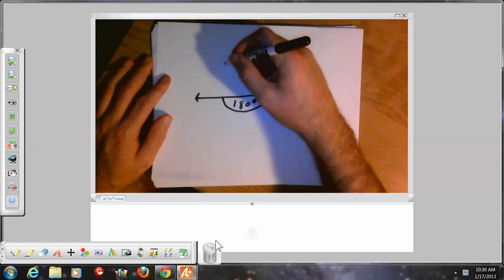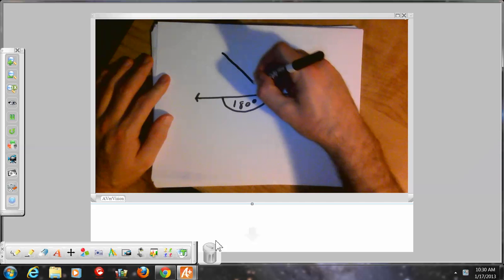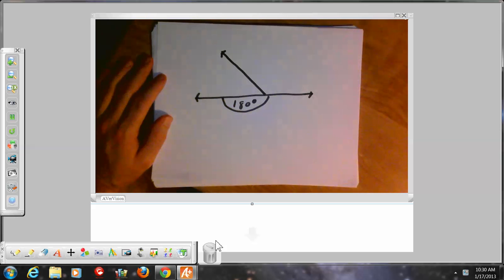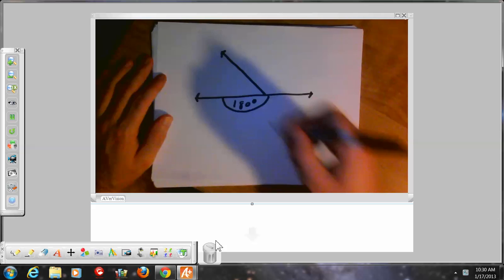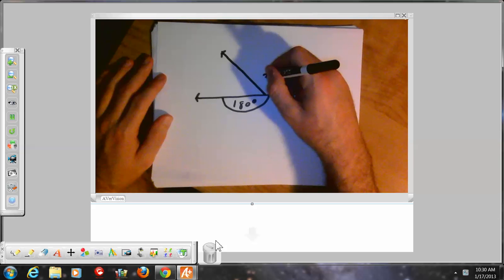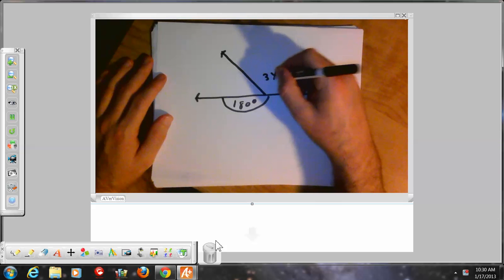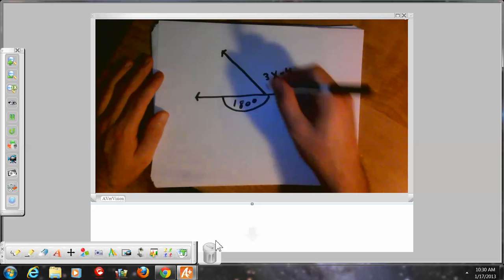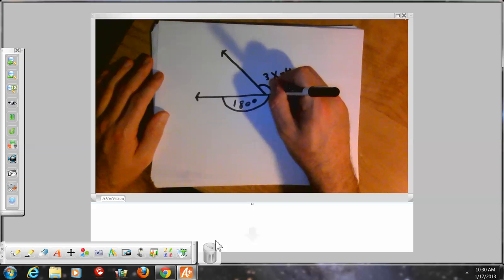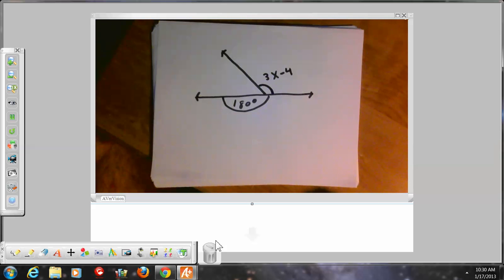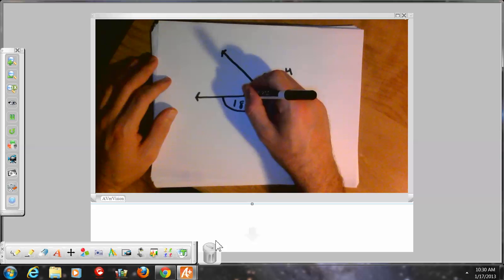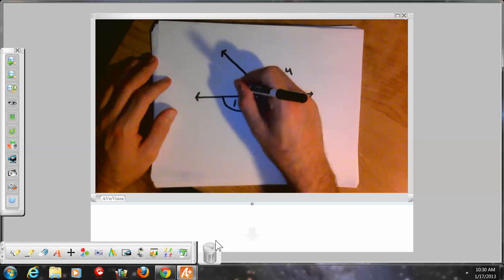Now we have another angle here, and this angle is given by the formula 3x minus 4. Okay, so this is one angle. This angle is given by 3x minus 4. 3x minus 4 is some number. We don't know what it is. And that's angle 1. And angle 2 is just given by x.